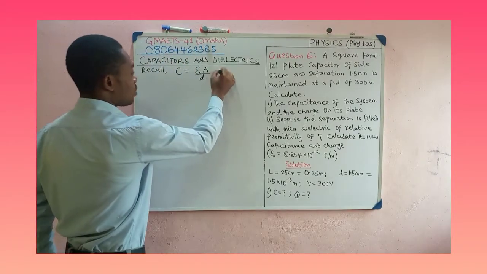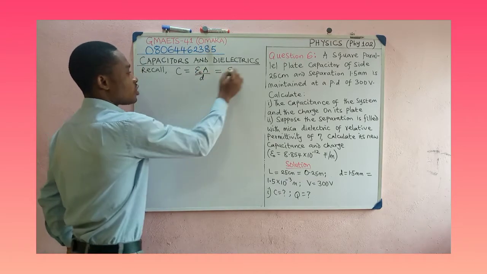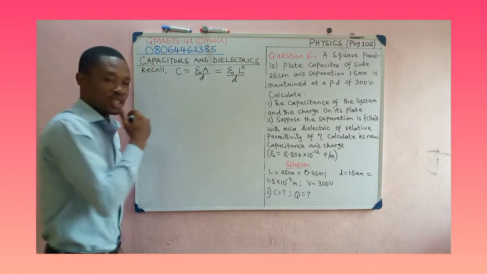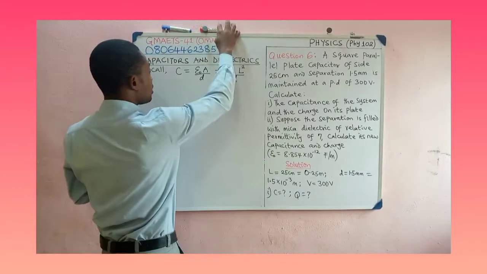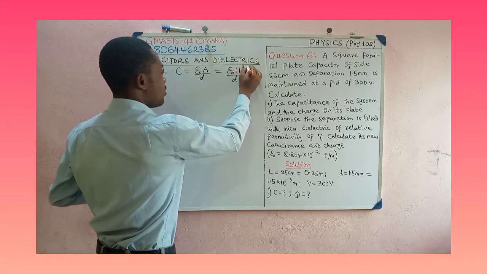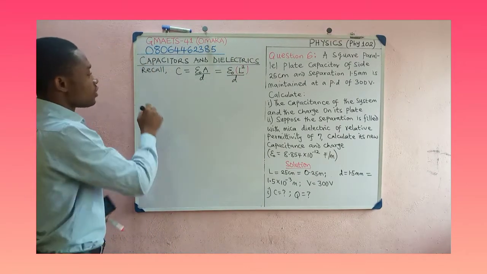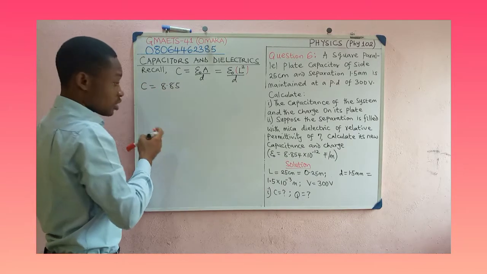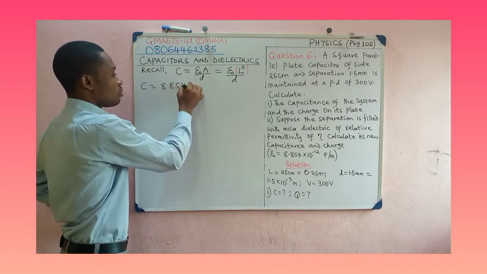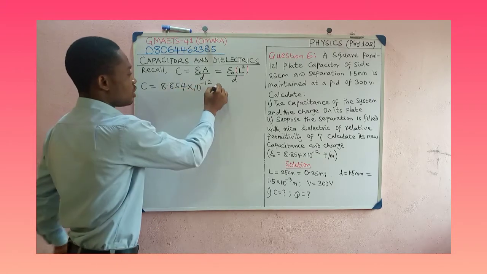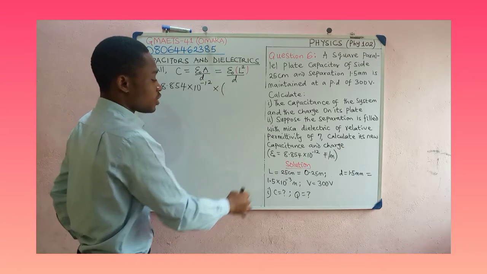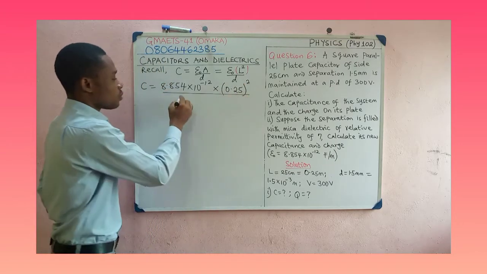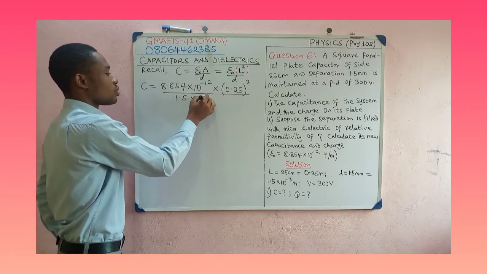So it means that this formula is going to be written as C equals length square divided by what? The distance of separation. Does that make sense? Take note that this length square represents what? The area of the plate. So we move on, we can now substitute that this is now equal to 8.854 times 10 raised to the power minus 12, then multiply by square of the length, which is the area, 0.25, going to square it, and then divide by the distance of separation, which is 1.5 times 10 raised to the power minus 3.